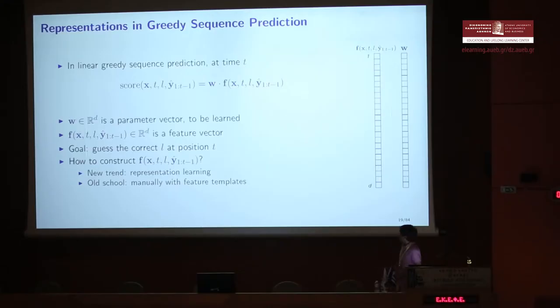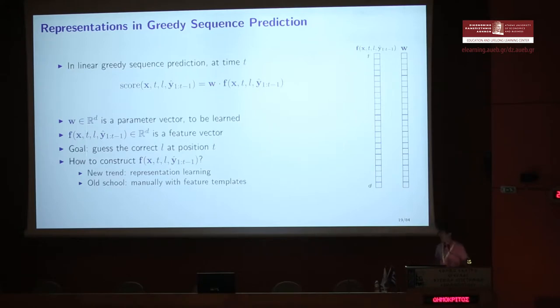But here, this is a sentence, and this is a position, and this is a sequence of words, and this is a sequence of previous predictions. So it's not that obvious how to put that into a weight vector. Whatever is needed to make this assignment needs to be here somehow. The new trend for doing that is representation learning. We extend these models such that the features are also learned, so the representation is learned out of something more basic. That will be the topic of the following lectures.